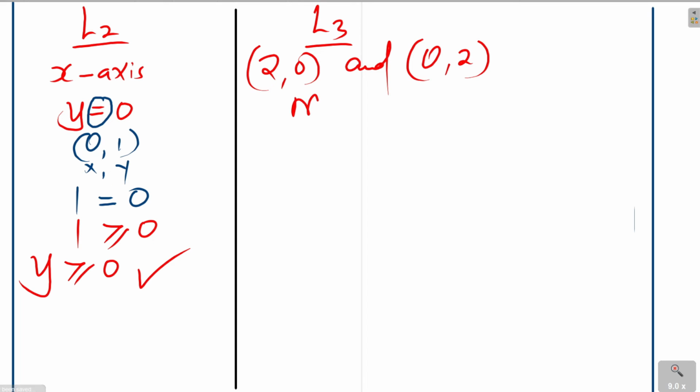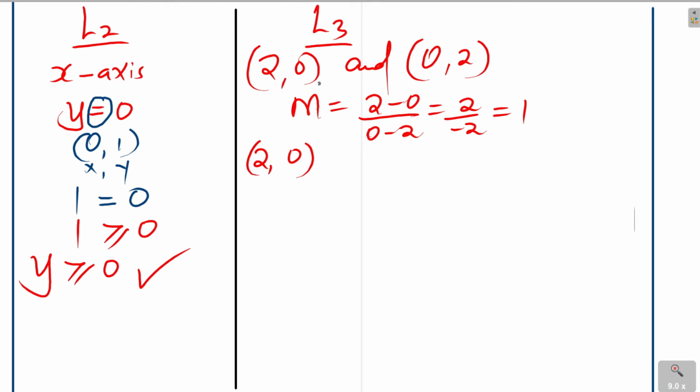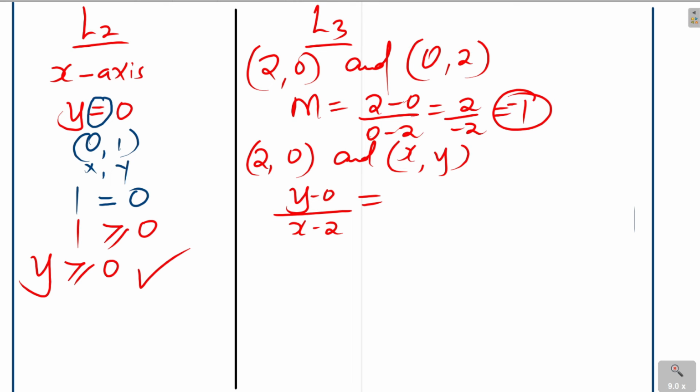So the gradient is equal to change in y, which is 2 minus 0, over change in x, 0 minus 2. This will give 2 divided by negative 2. This will give negative 1. So pick a point, (2, 0), either (2, 0) or (0, 2), and introduce another general point (x, y). Use these two to get the gradient: y minus 0 divided by change in x, x minus 2, is equal to the gradient, negative 1. So this will give negative 1 like that.